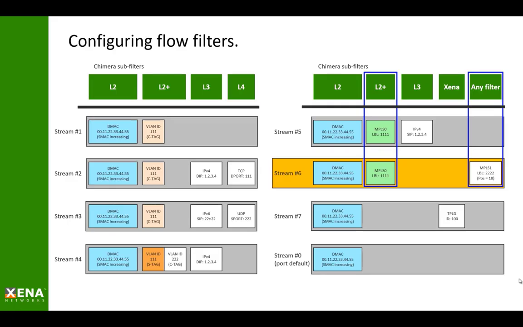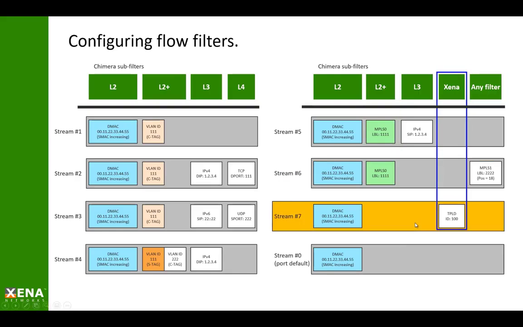Xena Valkyrie traffic generators can insert a Xena test payload into their packets for different kinds of statistic. The test payload contains an ID which can be used for flow filtering inside Chimera when used in combination with Valkyrie traffic generators. This allows very simple filtering with no need to specify the actual packet encapsulation.